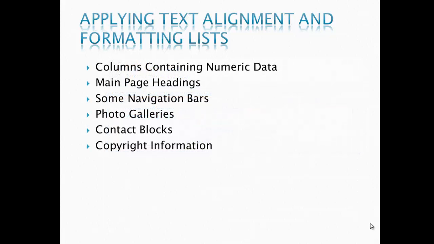Here are some examples of when you might want to use different alignments. When you're aligning column content that contains numeric data. When you're using main page headings, you may want to center them. Some navigation bars, you might want them to be centered on your page at the top in the banner section. Photo galleries, block content, and copyright information. And these would be some of the exceptions where alignment would be appropriate.